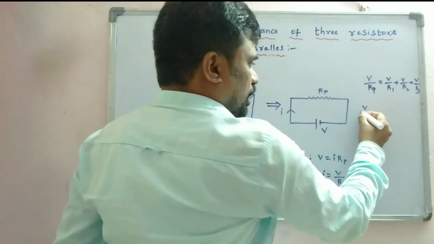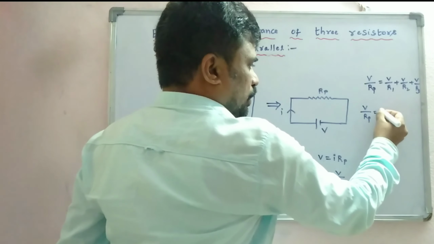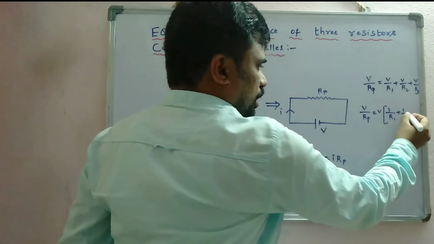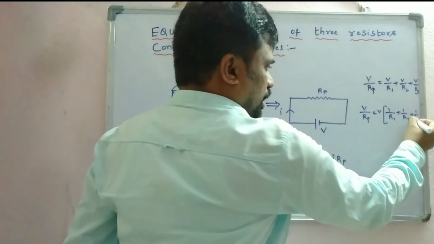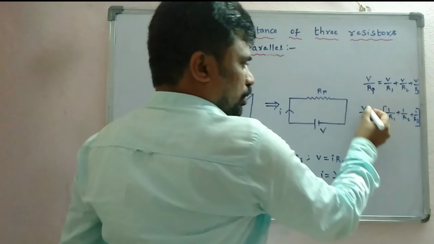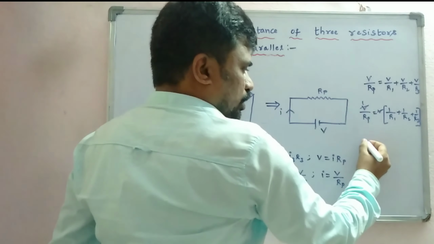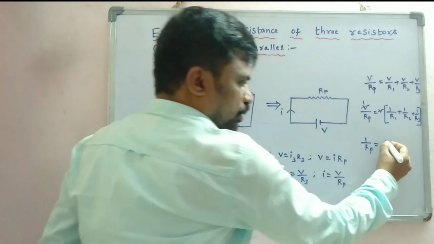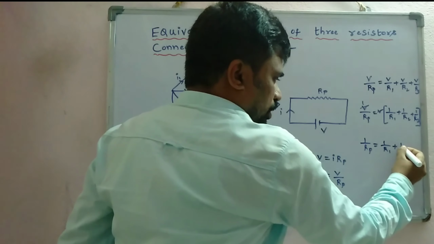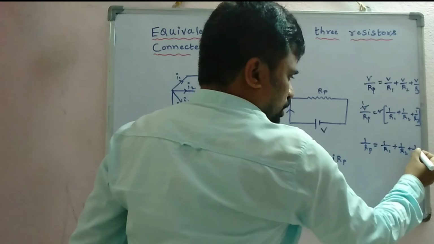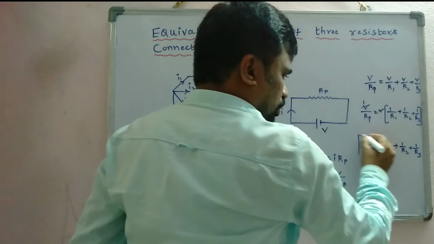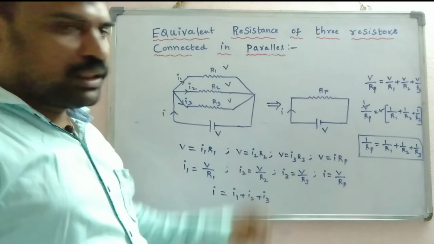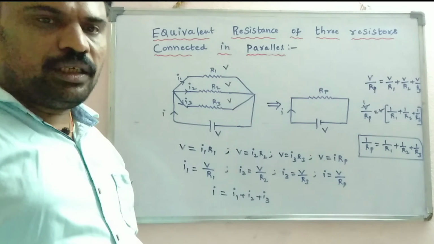So now observe carefully. V by Rp equal to, here I am taking V common. Then what will be the remaining? 1 by R1, 1 by R2 and 1 by R3. So here V and V get cancelled out. So the formula you are getting is 1 by Rp equal to 1 by R1 plus 1 by R2 plus 1 by R3. So by using this formula, we can calculate the equivalent resistance when three resistors are connected in parallel.